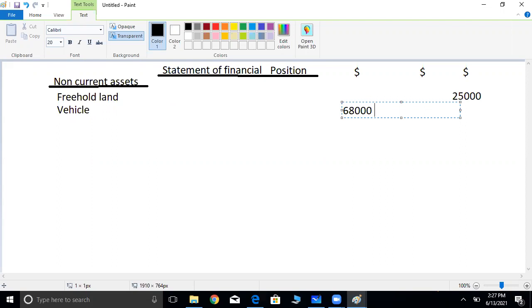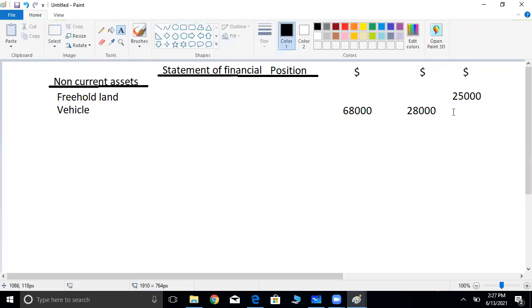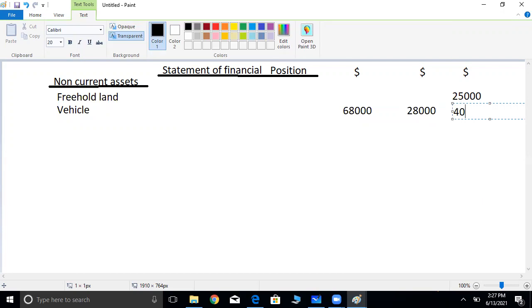And the depreciation on this vehicle is 28,000, 18,000 plus 10,000, that will become 28,000. So 68,000 minus 28,000, the answer will be 40,000. So I will write over here 40,000, which is the answer. That's it. Now I'm going to write the machinery.